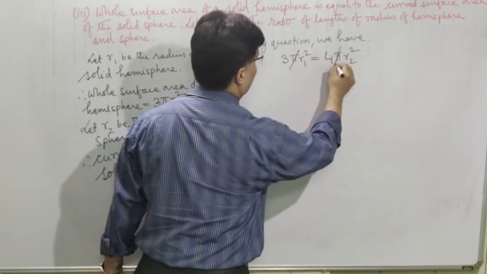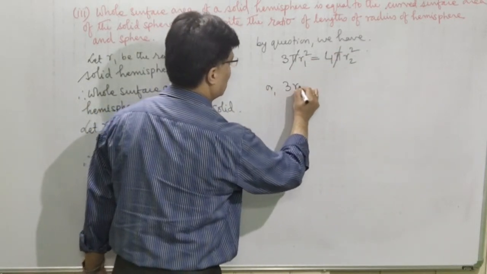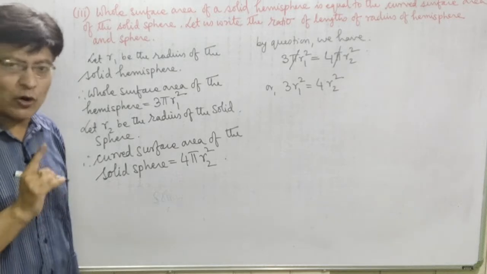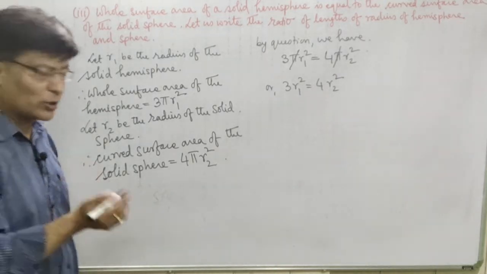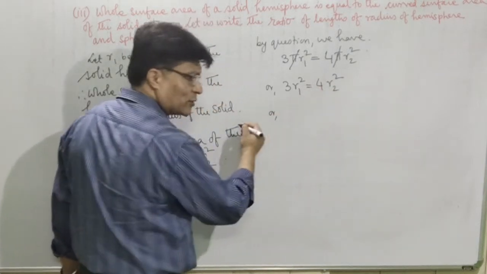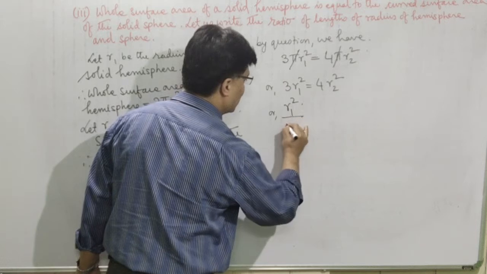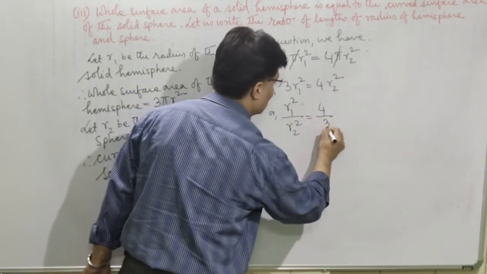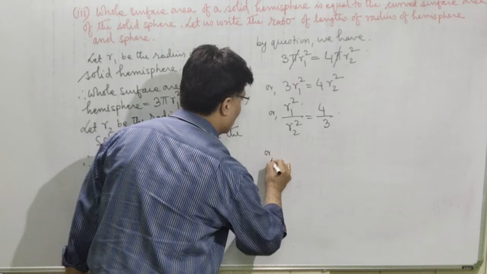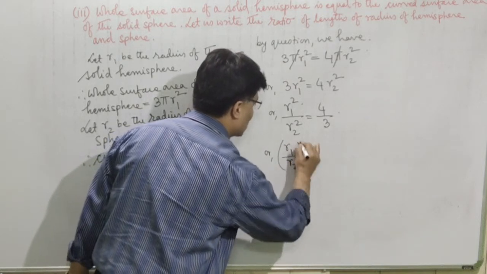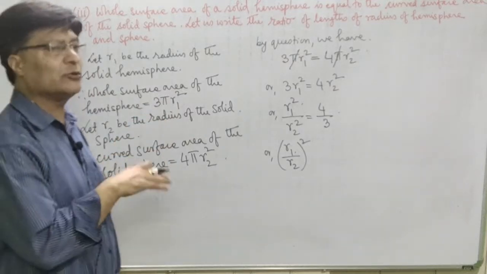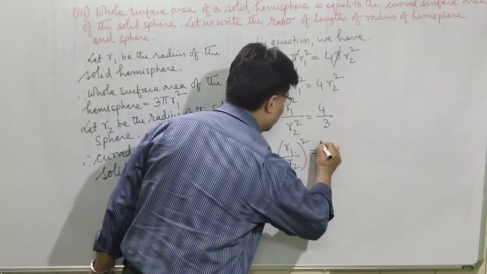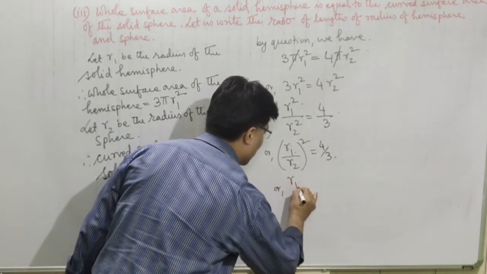Now here pi gets cancelled, so 3 r1 square is equal to 4 r2 square. Since you have to find out the ratio of the radius of the hemisphere and the solid sphere, let us take this r2 square to the left hand side. So it will be r1 square divided by r2 square is equal to 4 upon 3, taking the 3 to the denominator on the right hand side. Or now we can write r1 by r2 whole square, because both the numerator and the denominator contain square, is equal to 4 upon 3.